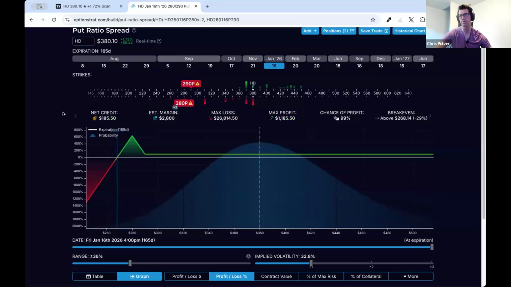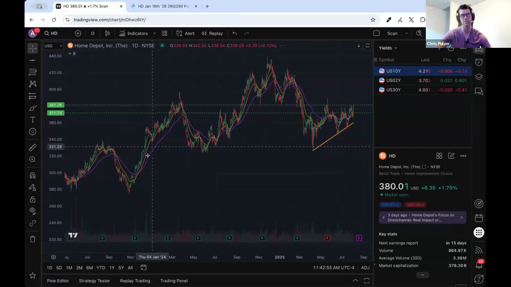I do this on 9 accounts. I make, whatever, $1,000 roughly, and maybe more like $1,500. So that's a little bump to the account. That's fine. I don't think the assignment would really be a big deal. I mean, if I got assigned, the stock is going to drop how much? We're trading at 380. We dropped to 280. Like we got to drop $100 on the stock.